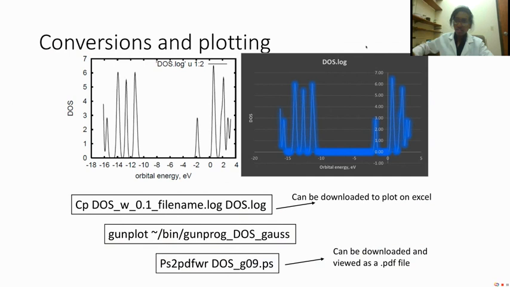Okay. So this is how the output, the Excel and the PDF file, will look when you use these three commands. So I think it's pretty simple.